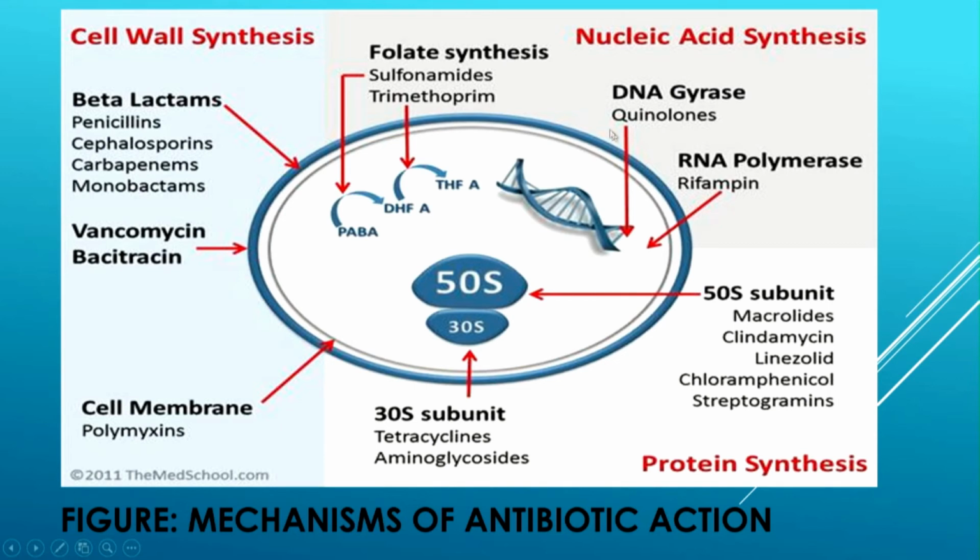In nucleic acid synthesis, some antibiotics can cause a breakdown of the nucleic acid. They act exactly on the enzymes that make the nucleic acid, such as rifampin, which inhibits RNA polymerase, and the quinolones, which cause the breakdown of DNA gyrase.